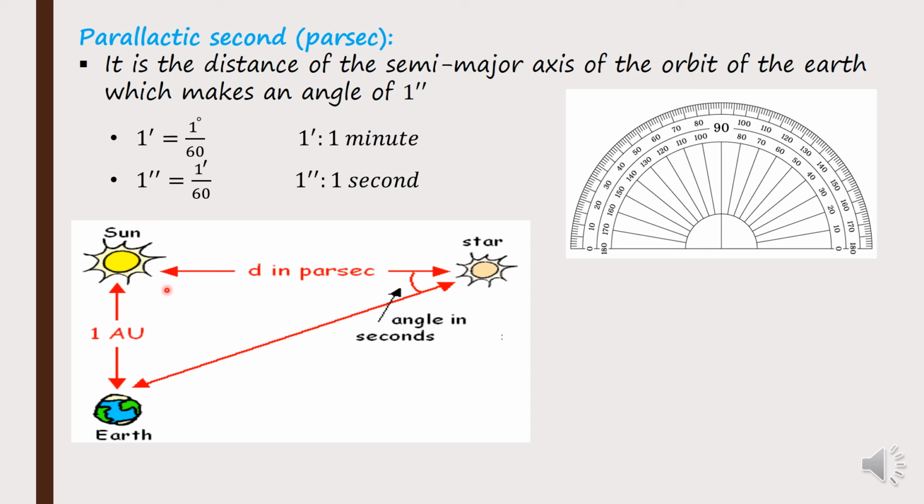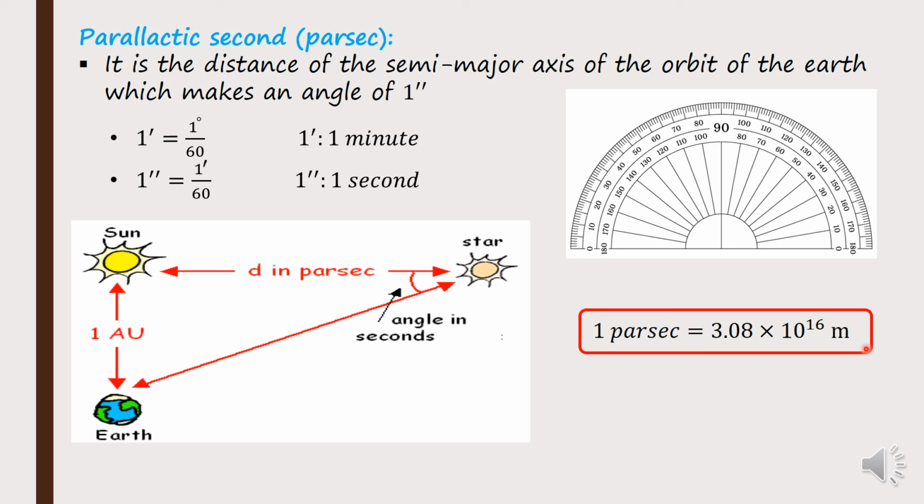So it is actually the distance to a point from the semi-major axis which makes an angle of 1 second. This is known as a parsec, or a parallactic second. And 1 parsec is equal to 3.08 into 10 to the power of 16 meters. All right, so 1 parsec is equal to 3.08 into 10 to the power of 16 meters.